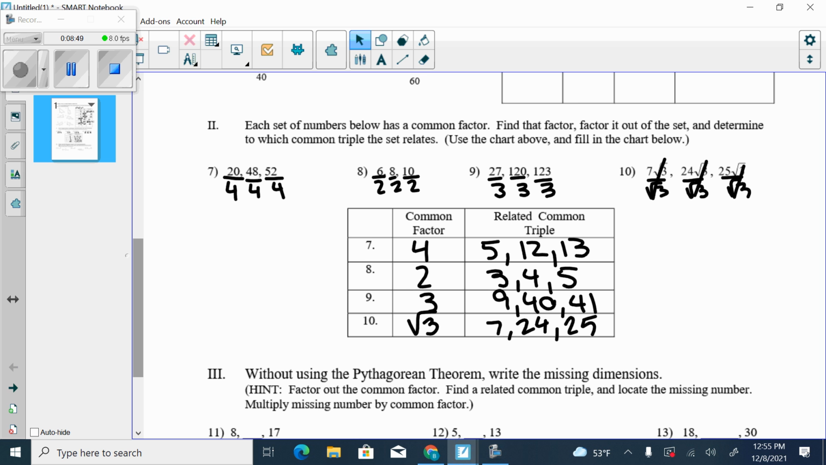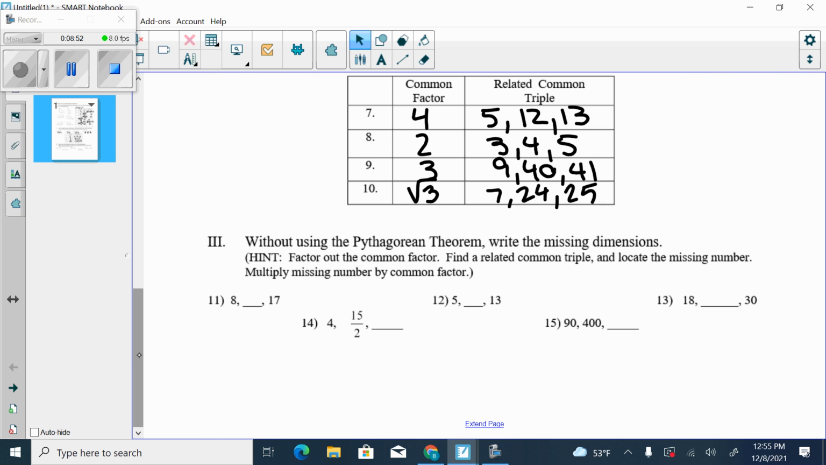Okay. Last section on this page. It says, without using Pythagorean theorem to find the missing side, they want you to figure out what the missing dimension is. Hint, you may need to pull out some common factor. So on number 11, is there a common factor to pull out between 8 and 17? No. But if we look back up at our chart there at the top, what do we already know should go in the blank? 15, right. 8, 15, 17 is one of the common Pythagorean triples.